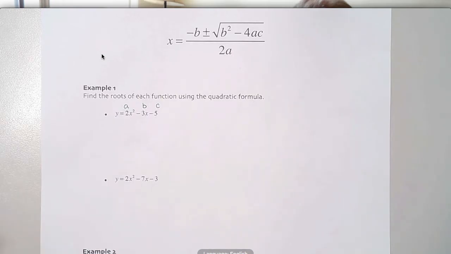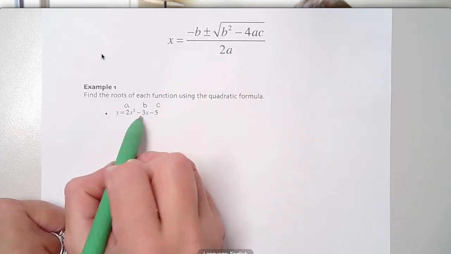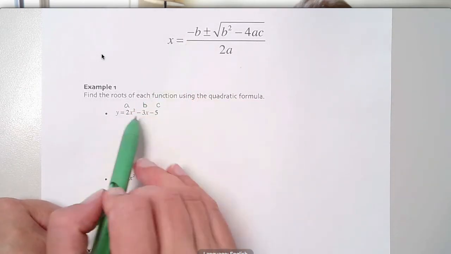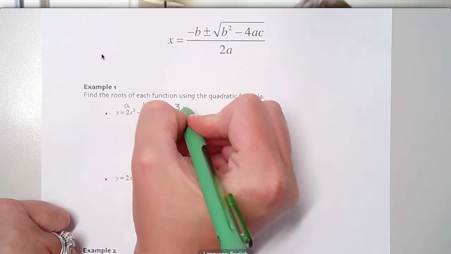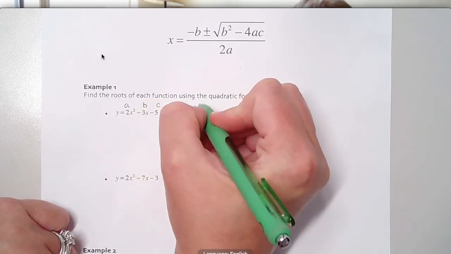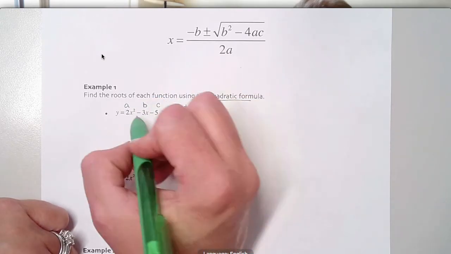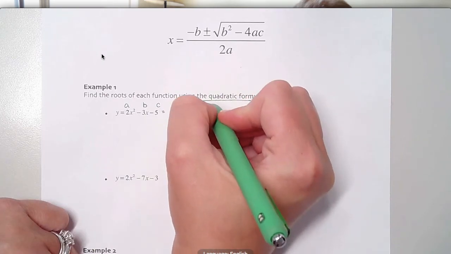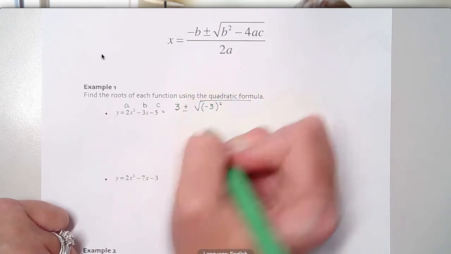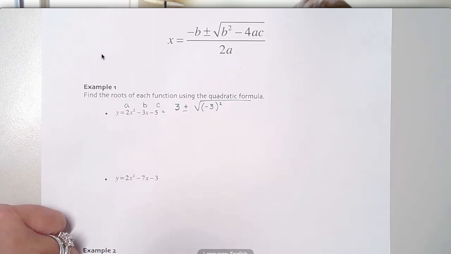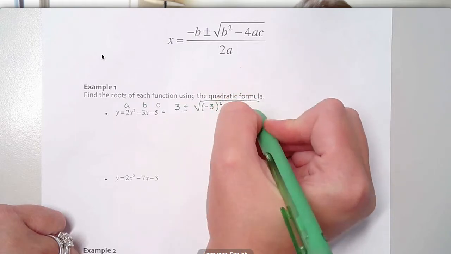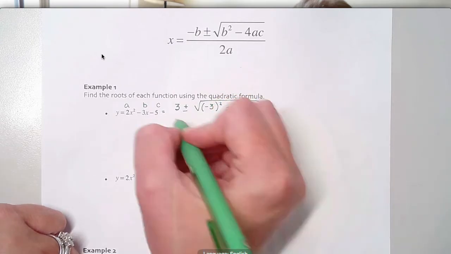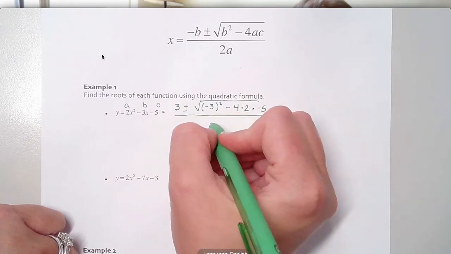Hopefully once you use it a few times, it'll kind of lodge in your brain, but you will need to know it. So it starts with negative b. If my b is already negative, I'm going to put it in as a positive 3 plus or minus square root of... when I go to do b squared, make sure that you put that negative 3 in parentheses before you square it. That's probably the number one mistake right here. Minus 4 times my a value of 2 times my c value of negative 5, all over 2 times 2.